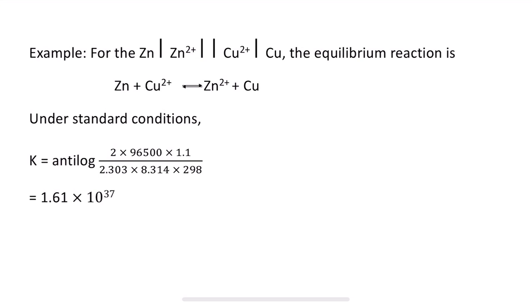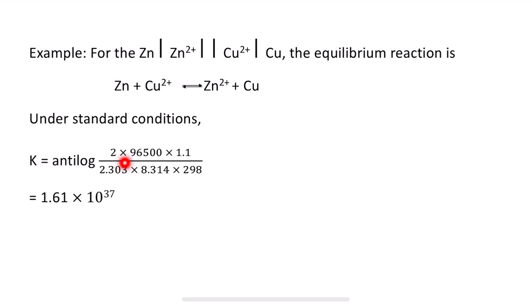Let us consider an example to understand how we determine the free energy as well as the equilibrium constant. For an electrochemical cell, the same cell I have considered here, Zn, Zn2 plus, Cu2 plus, Cu, the equilibrium reaction is written as Zn plus Cu2 plus, which is a reversible reaction. That is why it is called an equilibrium reaction. When the reaction is reversible, it can reach a state which we call the equilibrium state. So the equilibrium reaction is represented in this way, under standard conditions.